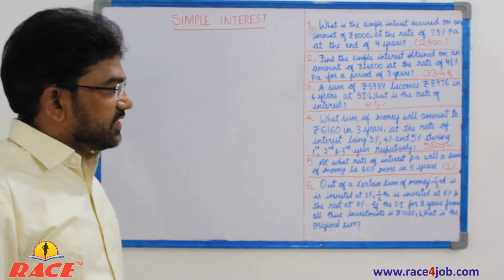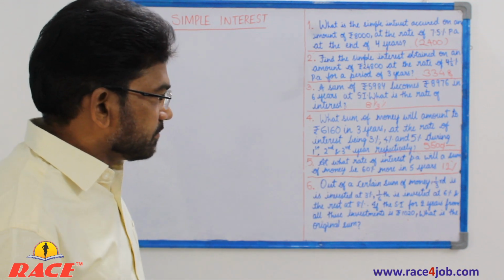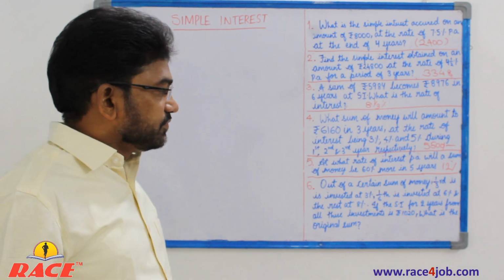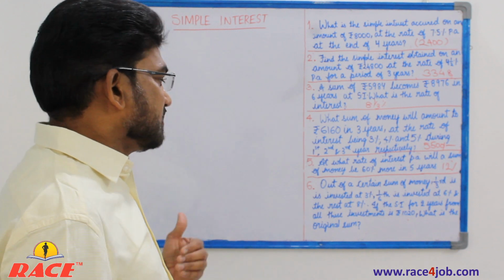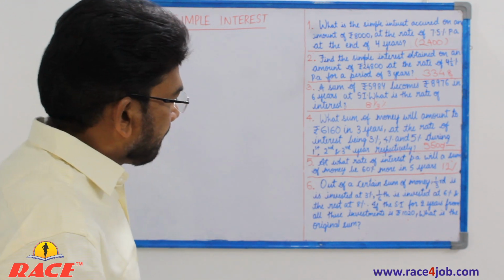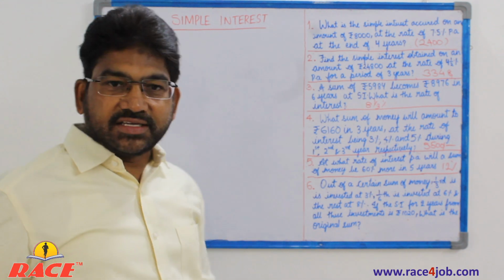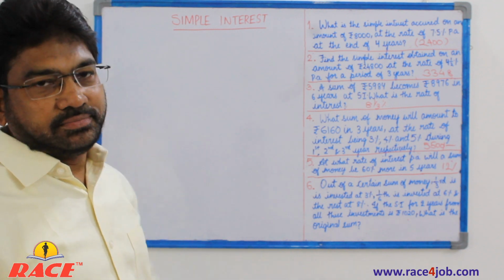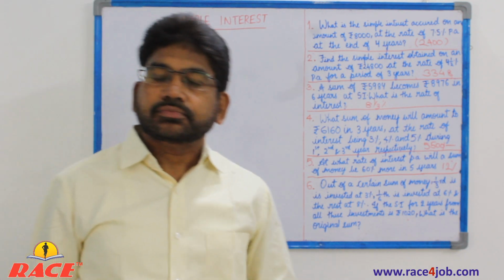Okay. Now let us see the last question. Out of a certain sum of money, 1/3 is invested at 3%, 1/6 is invested at 6%, and the rest is invested at 8%. If the simple interest for 2 years from all these investments is 1,020, what is the original sum? Okay, some money is there. That is what we have to find out.